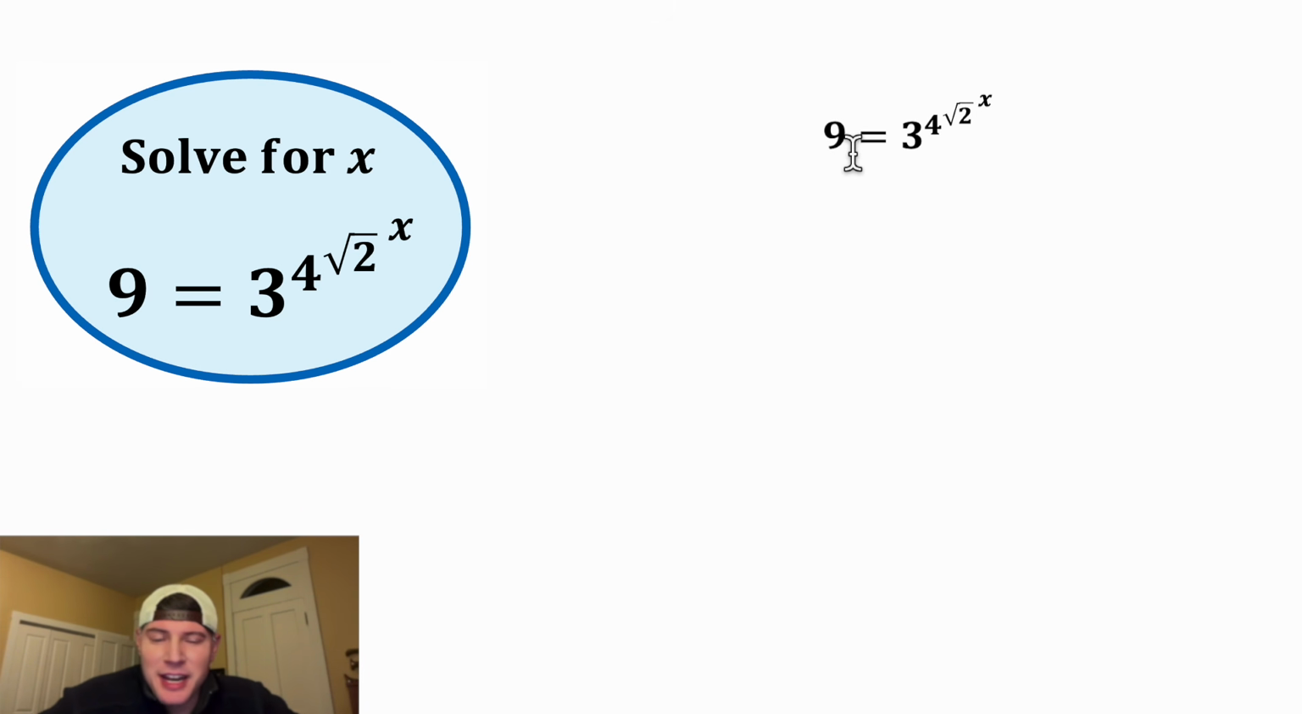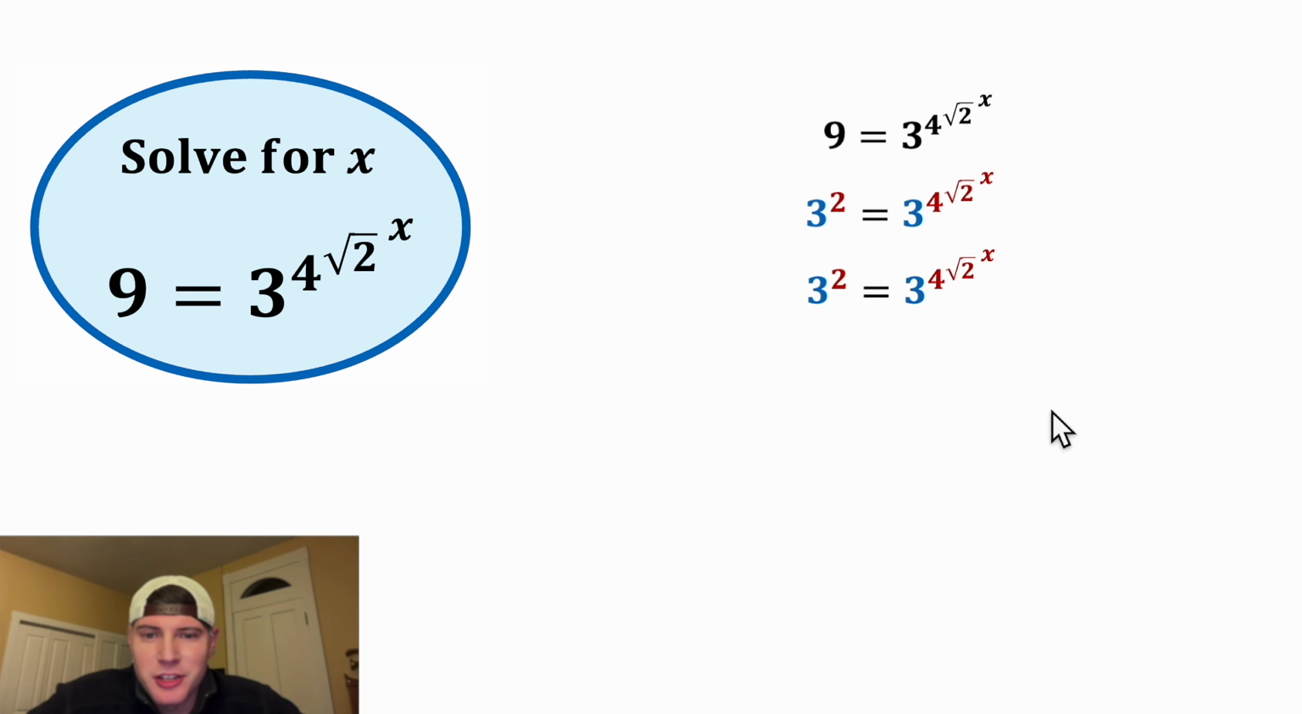We can rewrite this 9 with a base of 3. 9 is the same thing as 3 squared, and that'll still be equal to all of this. So now we have matching bases of 3, we'll make them blue, and the exponents we'll make red. Since the bases match, this can only be true if the exponents are equal to each other, or in other words, we can drop the base. So now we have 2 is equal to 4 to the power of the square root of 2 to the power of x. And now we can do it again.